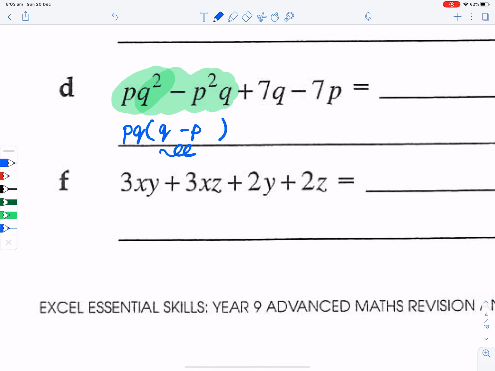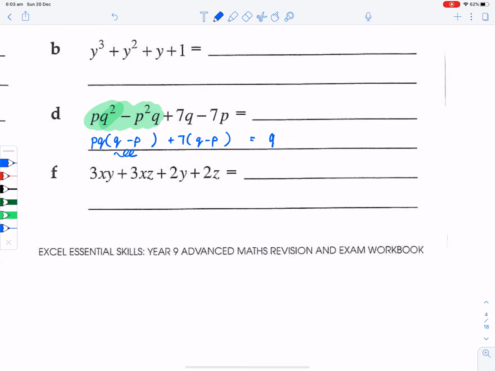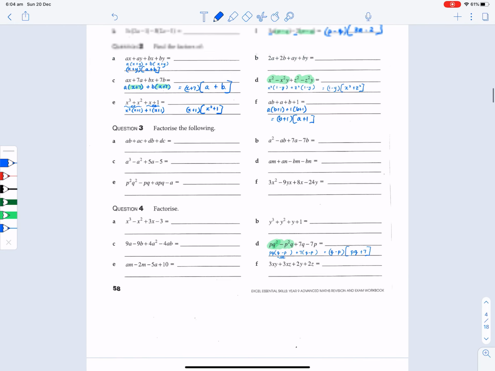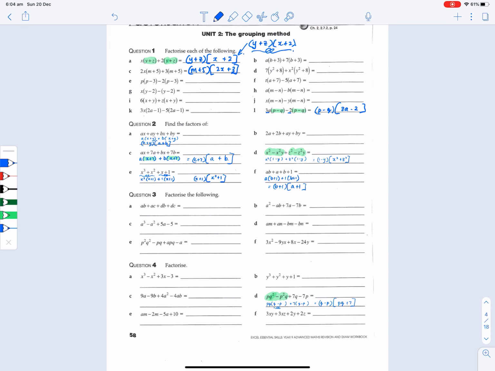Whenever you get the answer here, you should get one matching on the next two terms. So you can see 7 outside of q minus p, which is perfect. So now we take out q minus p as a common factor, and we're left with pq plus 7. Okay, that's grouping in pairs. The questions can get harder, but if you understand this entire page, then it places you in an excellent position to even do the hardest questions. All right, thank you very much for this, and we'll move on to the next section.